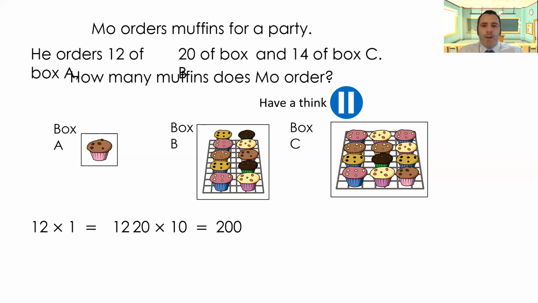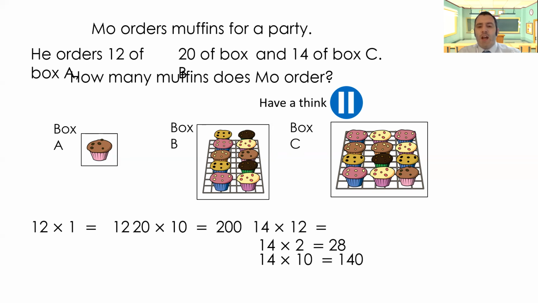Box C, he's ordered 14 of those. And there's 12 in each box. 14 times 12. So 14 times 2 gives us 28. So we can partition our number, similar to how we did it with the area model. 14 times 10 gives us 140. We just add those together to give us 168. So even when we're just using two two-digit numbers, we can still partition them and make the calculation simpler for ourselves.